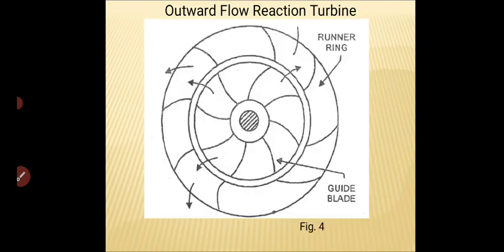And observe this figure number 4. You will get an idea about the outward flow reaction turbine. The water enters at the center of the runner, at the center of the guide vanes, and leaves and rotates around the circumference of the guide blades and leads towards the outer circumference of the runner wheel. So this is known as outward flow reaction turbine.